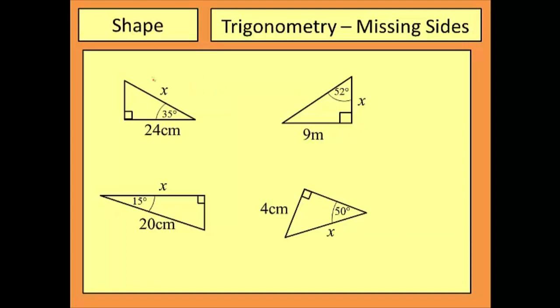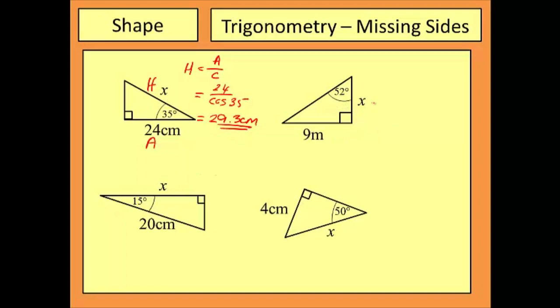Okay, let's have a look at this one then. So, first of all, this x is a hypotenuse and the 24 centimeter side is an adjacent because it's right next to my angle of 34. This tells me that I'm going to be using the cosine part of SOHCAHTOA, so I know that H is equal to A over C. This means that H is equal to 24 over cos 35. When I type this into my calculator, it gives me a solution of 29.3 centimeters as my missing length.